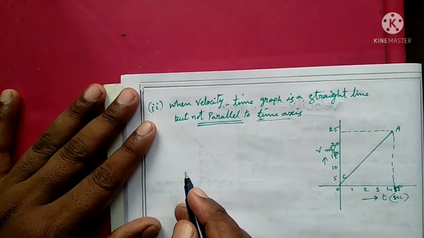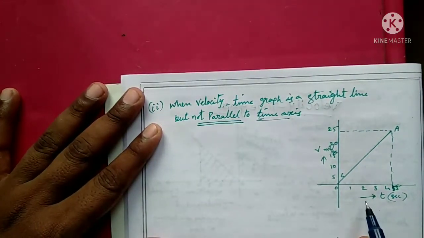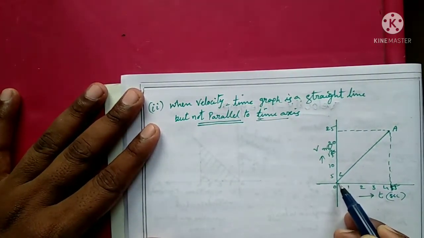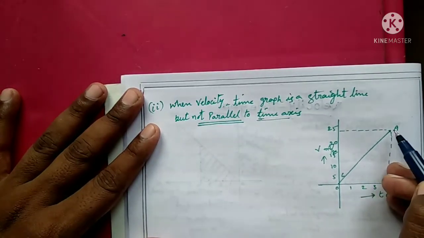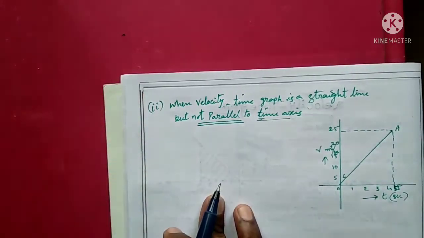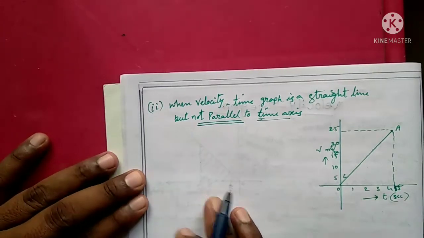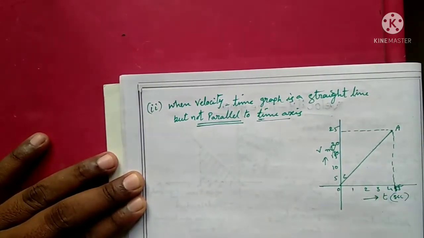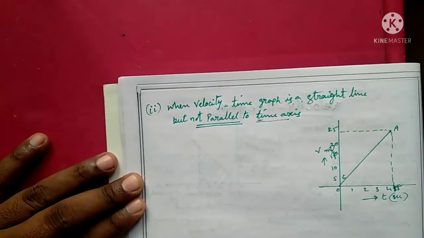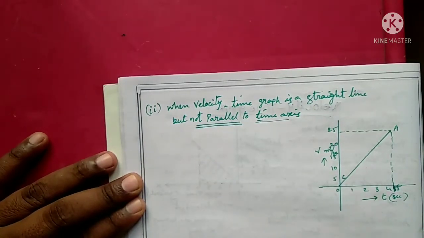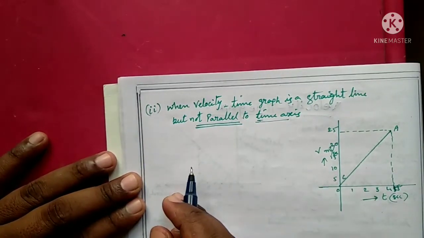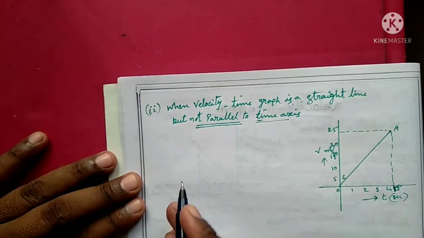For a body starting from rest, the velocity increases. Whenever the velocity is increasing, it tells about acceleration. So the slope of the body also tells about the positive slope. Understanding very easily, this is a positive slope.